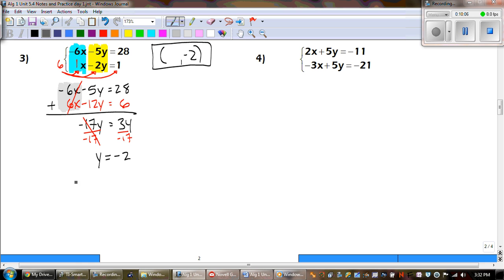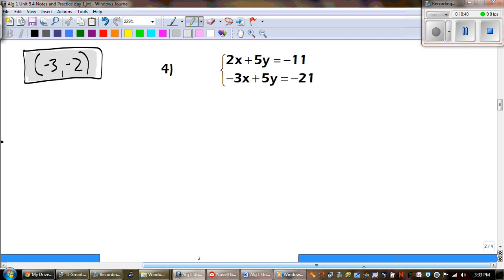So I would pick the bottom equation. Let's go ahead and plug in the -2. Pause the video and solve that on your own. Good luck. Okay, and you should have gotten x equals -3, which gives us the point (-3, -2).